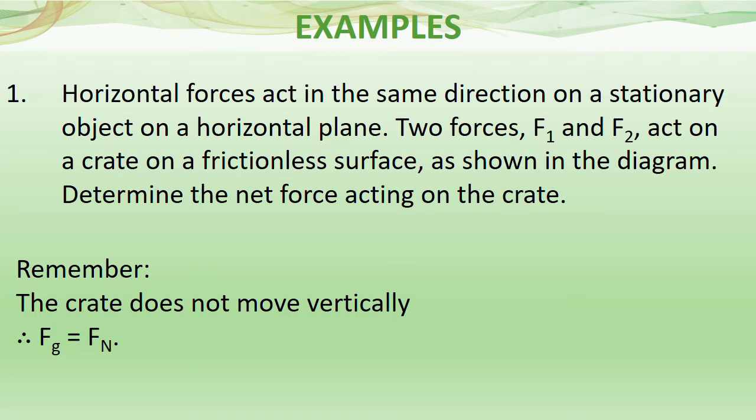Hulle sê vir ons, hierdie is nou die eerste voorbeeld op bladsy 82. Horizontal. Okay, horisontale kragte werk op dieselfde rigting en op 'n voorwerp wat op 'n horisontale vlak rus. So we're not working at an angle and this isn't on an incline. Ons begin met die basics. Twee kragte F1 en F2 werk op die krat soos aangedui. Die oppervlakte is wrywingloos. We're going to talk about friction again later or add that into our equation. Determine the net force exerted on the crate.